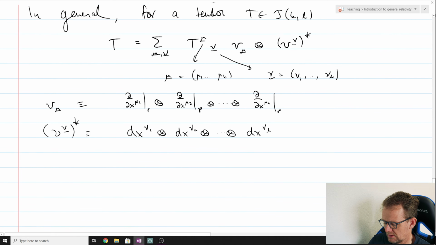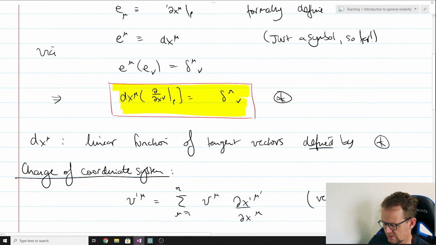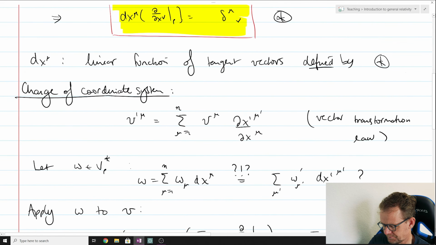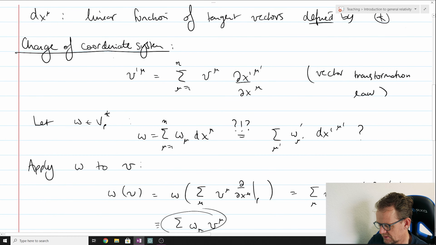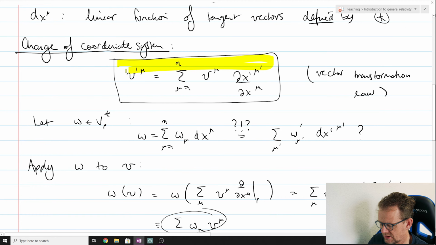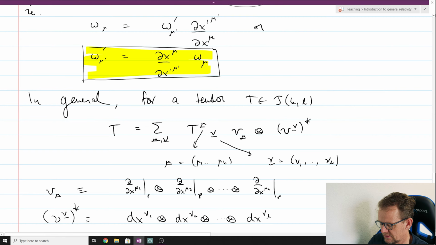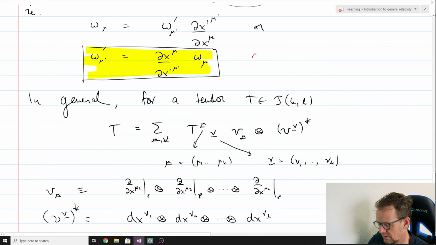And so applying these two rules that we have, the vector transformation law, which is up here. So the vector transformation law tells us how the components of a vector change when you change the coordinate chart, or coordinate system. And the covariant vector transformation law here tells us how the components of a covariant vector transform under change of basis.